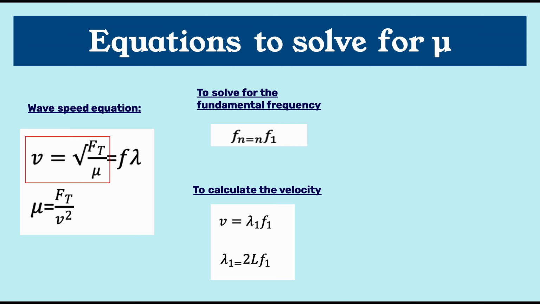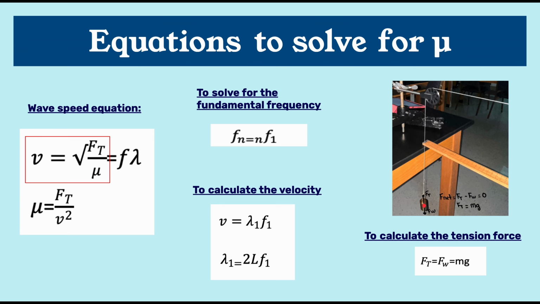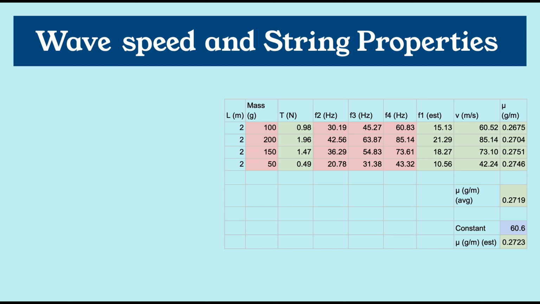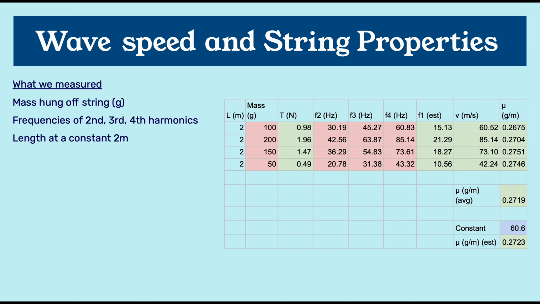Lastly, to solve for mu, we need the tension force. By drawing a free body diagram, we identify that the tension force will be equal to the mass in kilograms times gravity. We aim to determine the mass density of a vibrating string by analyzing standing waves at different harmonic frequencies. To create the tension in the string, we use different masses over a pulley, which applied the force due to gravity. We then used a wave driver to generate vibrations and measure the second, third, and fourth harmonic frequencies, since the fundamental frequency is difficult to measure directly.